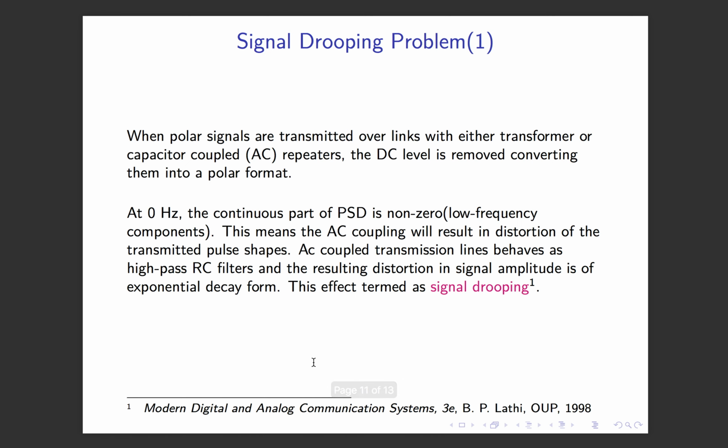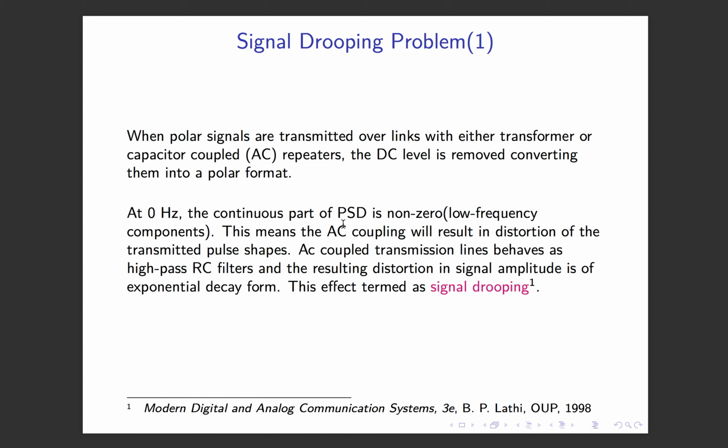Okay, so now we came to the last part of the problem, that is signal drooping. Signal drooping is something we will try to understand just qualitatively. In the polar signals, whenever they are transmitted over the links, there is a transformer or a capacitor coupled with the AC repeaters. So the DC level is removed, converting it into a polar format. So at very low frequency, in the power spectral density, which is termed PSD, we haven't done that yet, there are non-zero components.